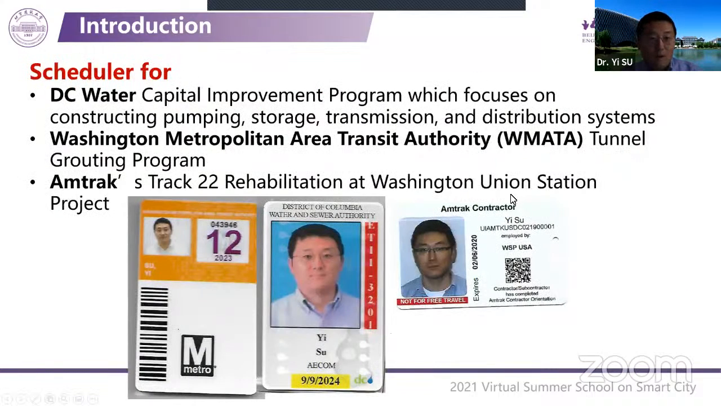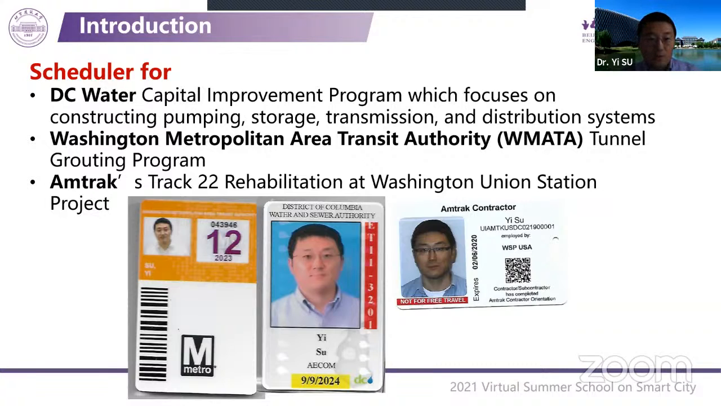I was a scheduler for those infrastructure development projects in the DC area. For example, DC Water Capital Improvement Program, which focuses on constructing pumping station, storage, transmission, and distribution systems. Another project I worked on is the Washington Metropolitan Area Transit Authority Tunnel Grouting Program and the Amtrak's Track 22 rehabilitation at the Washington Union Station project.